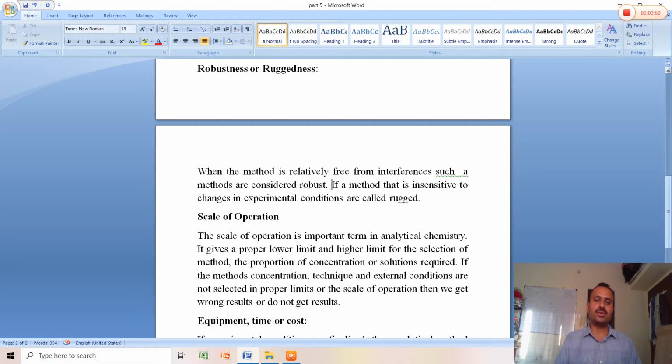So if the methods are not selected properly for the given range, or the given limit, then we get wrong results. So scale of operation is very important in analytical chemistry. The scale of operation is very important for deciding the limits, either lower or higher.